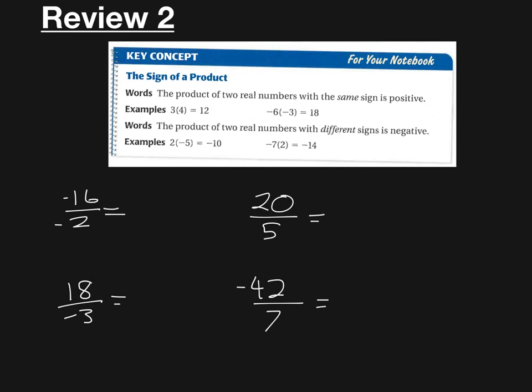This works the same way for division. Negative 16 divided by negative 2 is 8, because they have the same signs. 20 divided by 5, they have the same signs. Our answer is going to be positive. It's going to be positive 4. When the signs are different, we're going to get a negative. 18 divided by negative 3 is going to give us negative 6. And negative 42 divided by 7, different signs, that's also going to give us negative 6.